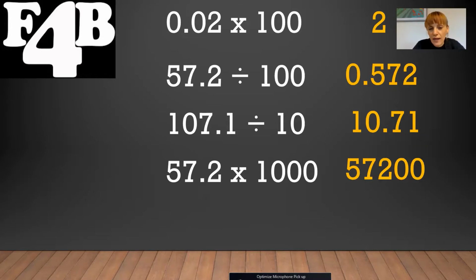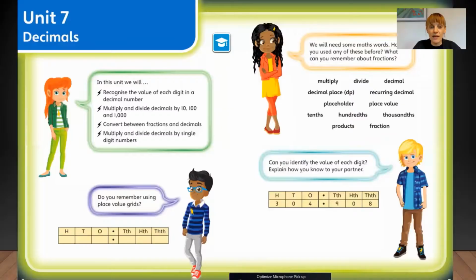Now, if you were a bit confused with how to divide and multiply by 10, 100 and 1,000, don't worry, because this is the whole basis of our new unit. So here we're starting our new unit, unit 7, in our new Power Maths book, 6B. This is our first unit that we're going to tackle. So this page gives you all the things that we're going to be looking at and learning about: the value of the digits, how to multiply and divide decimals by tens, hundreds and thousands, how to convert between fractions and decimals, and how to multiply and divide decimals by single digit numbers. Now, if you want to have a look at that, you could pause the video if you want to take in a bit more, but that's just a bit of an overview of what we're doing during this unit.